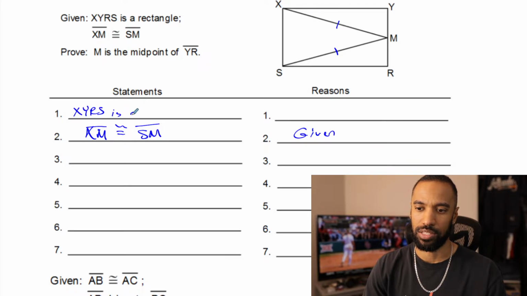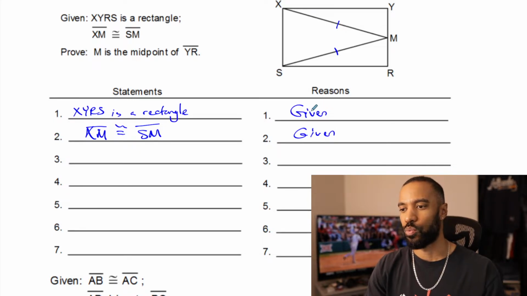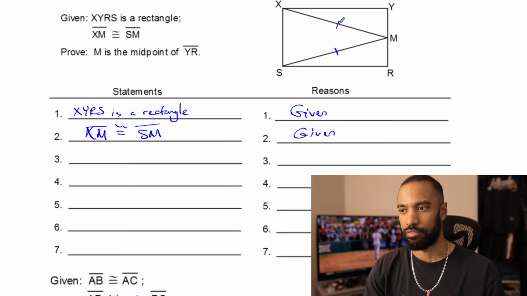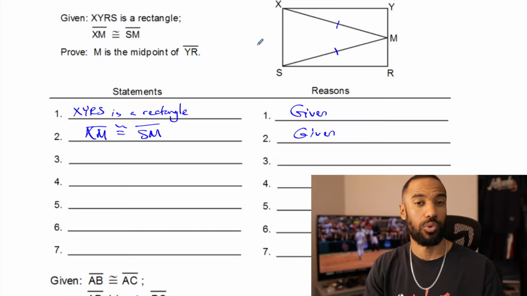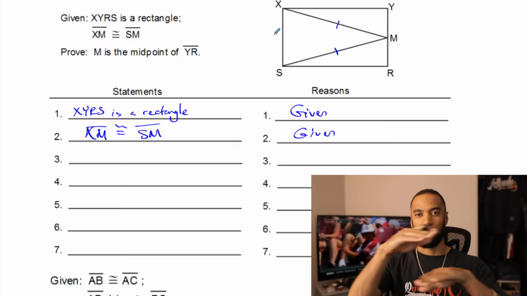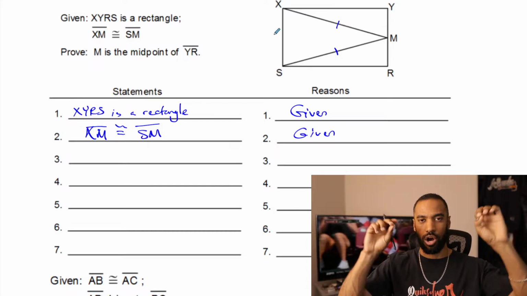XYRS is a rectangle. And that is also given. All right. How can we use the fact that it's a rectangle to come up with some other stuff here? We have this given right here. Well, what does a rectangle have? It has opposite sides congruent, and it has all right angles.